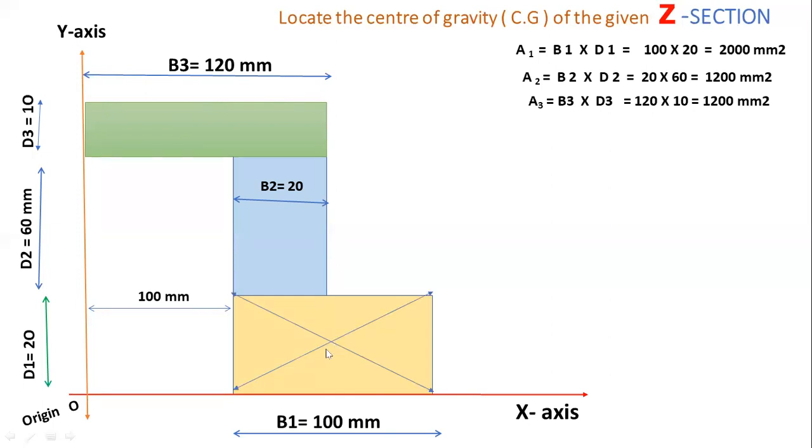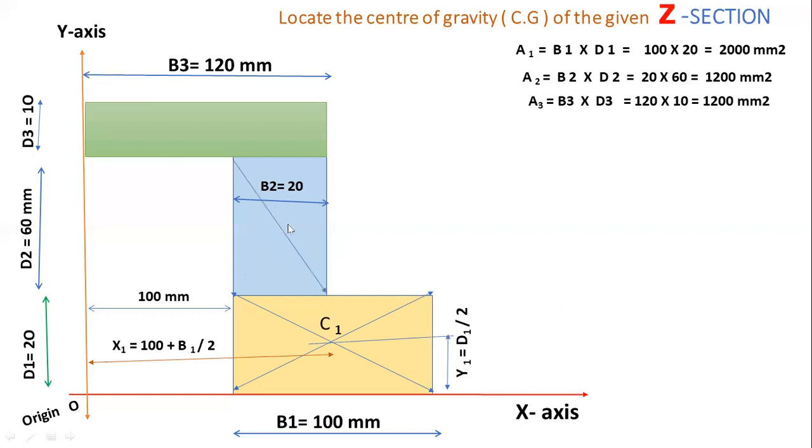Now I am drawing the diagonal lines for locating the individual centroids for the rectangular cross sections. So this is C1. C1 is the centroid of the bottom rectangle. Now x1 is the distance of centroid C1 from the y-axis. That value equals gap 100 mm plus half of the base. Here the base B1 equals 100 mm, so you have to consider half of the base, 50 mm, plus gap 100 mm. X1 equals 150 mm. Here y1 is the distance of centroid C1 from the x-axis.